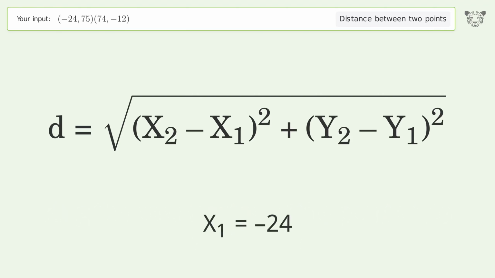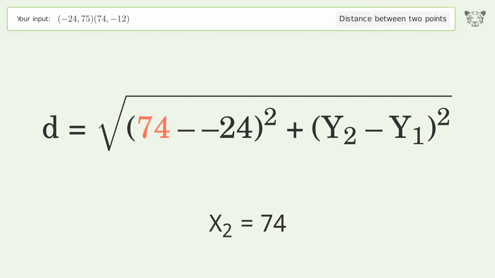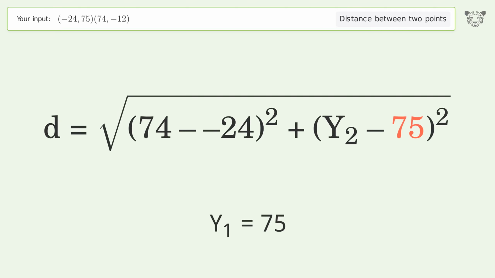x1 equals -24. x2 equals 74. y1 equals 75. y2 equals -12.